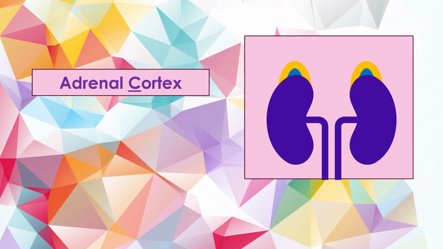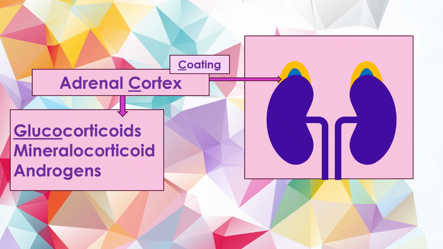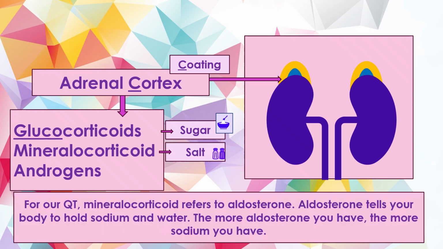You also have the adrenal cortex. That's going to be the outside coating. The adrenal cortex secretes glucocorticoids. That sounds like glucose, so we're going to call that sugar. It secretes mineralocorticoids. Now, this particular mineralocorticoid we're going to talk about today is going to be aldosterone. Now, aldosterone tells your body hold sodium in water, so the more aldosterone you have, the more sodium you have.